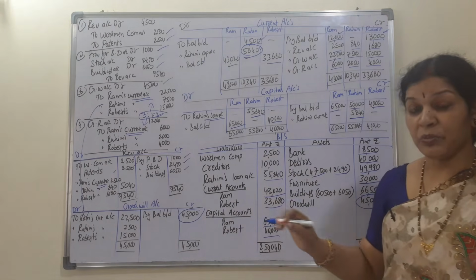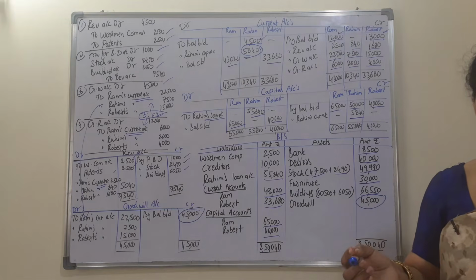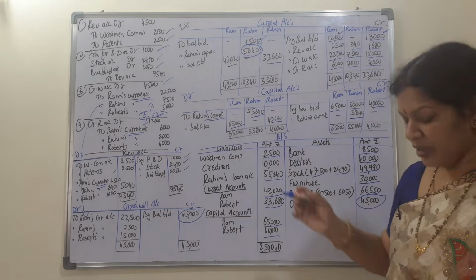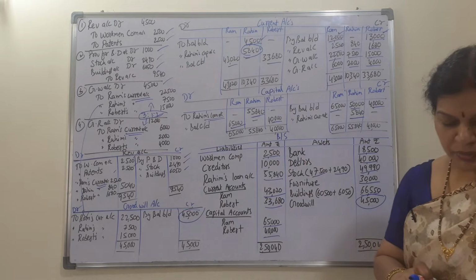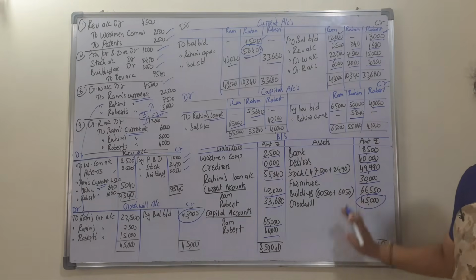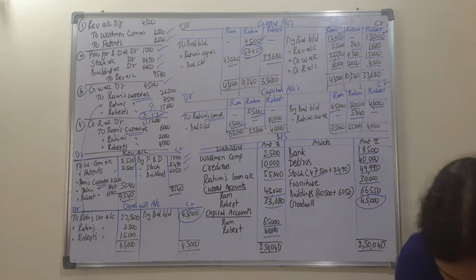And in the liabilities, workmen's compensation, it is a loss payable, so we are showing it in the balance sheet as a liability. Creditors, as given in the problem, are 10,000. That's all. The problem is tallying. This is a simple problem.